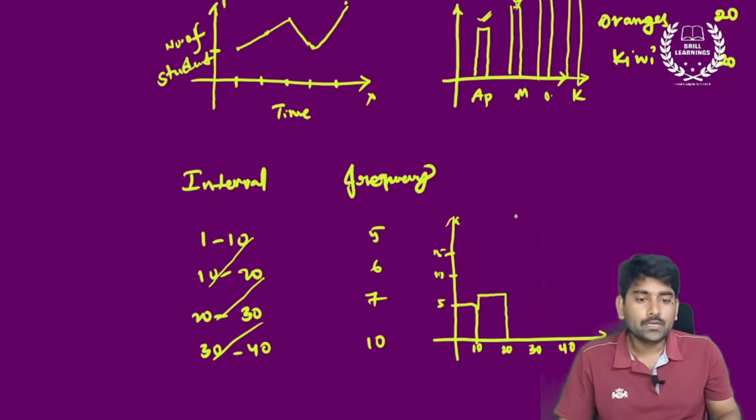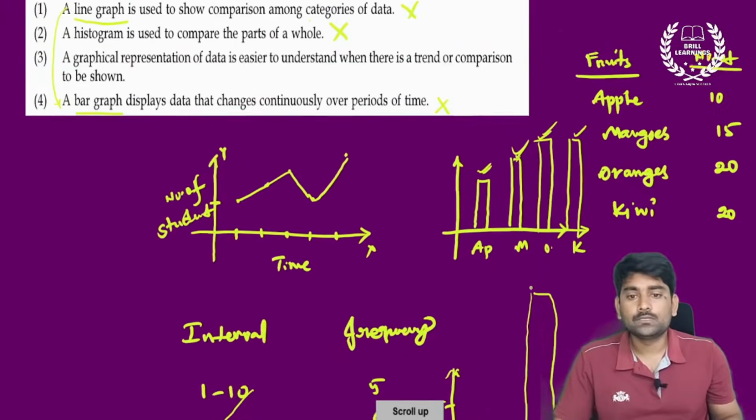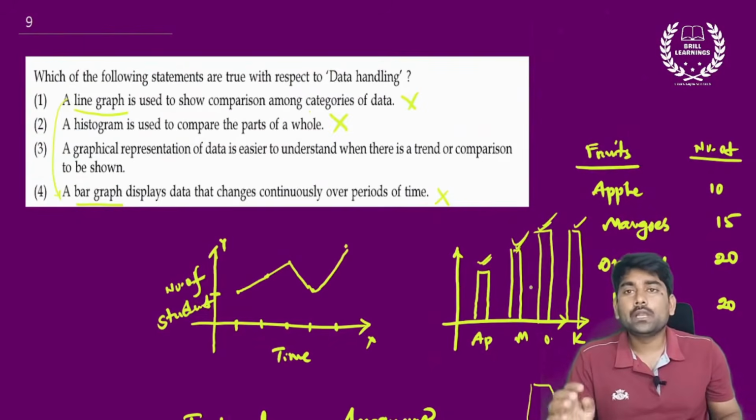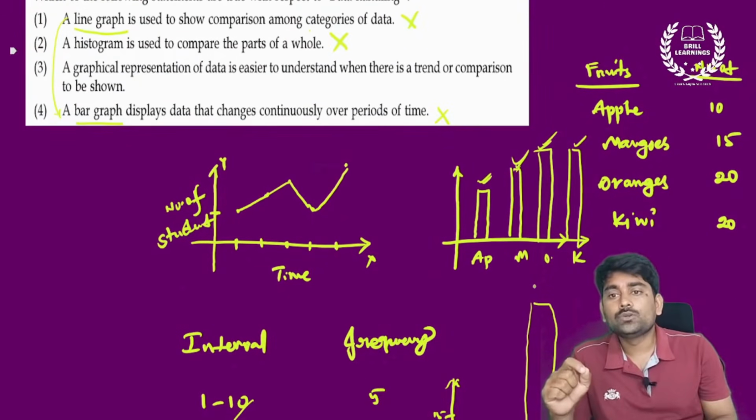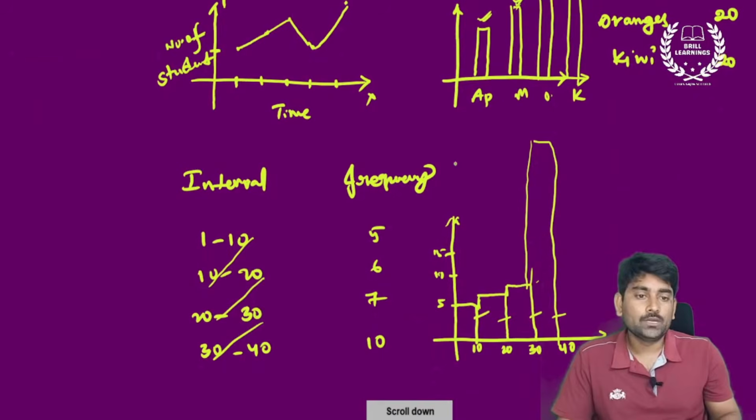Next, 20 to 30, it is 7. Again, it will be like this. 30 to 40, it is 40 means somewhere here, like this. There will be no gaps between these bars. This is the main difference. In a histogram, continuous data will be there, but saying a histogram is used to compare the parts of a whole is a wrong statement, whereas a pie chart is used to compare the parts of a whole. Pie chart, what is a pie chart?